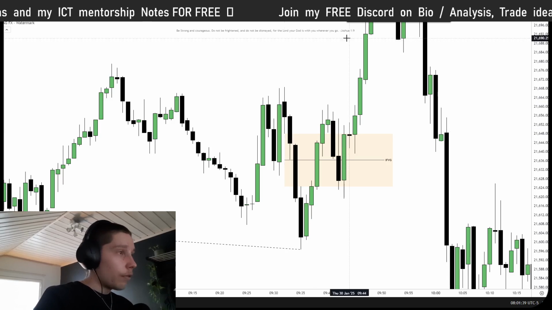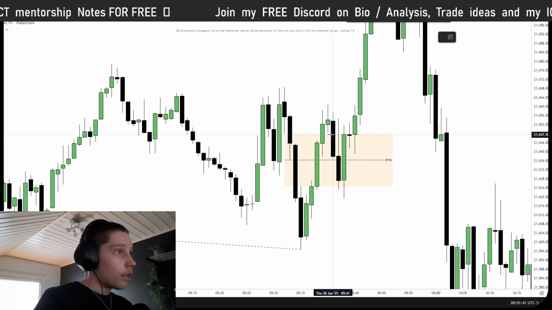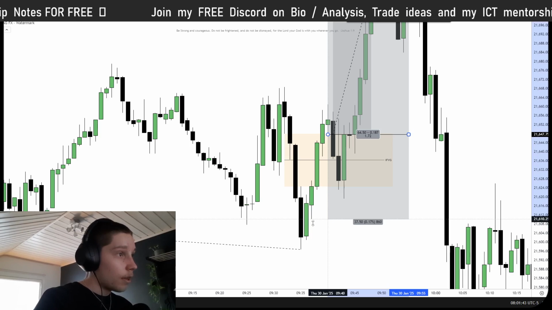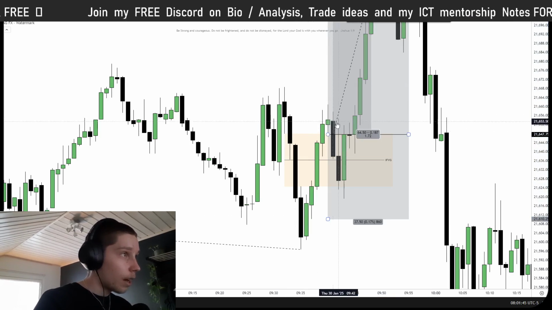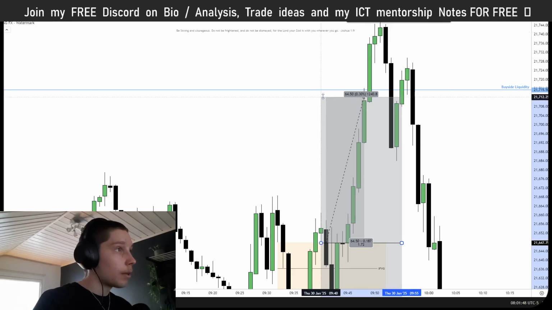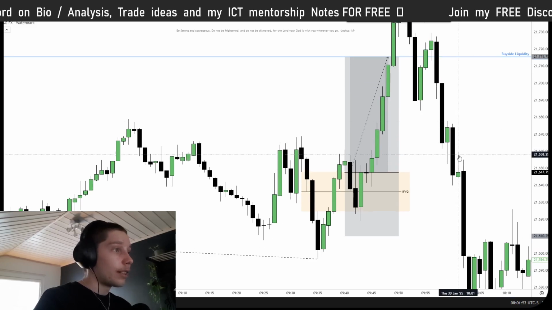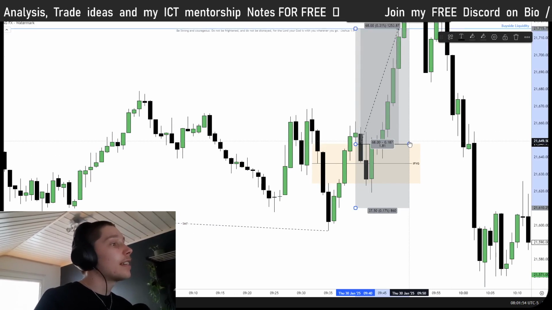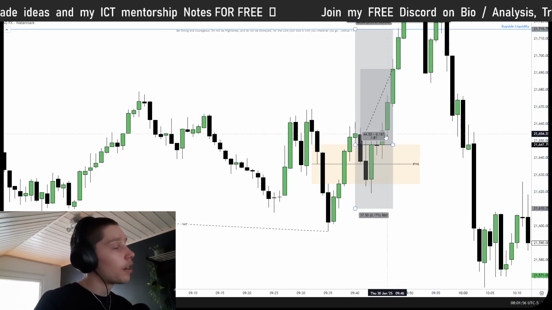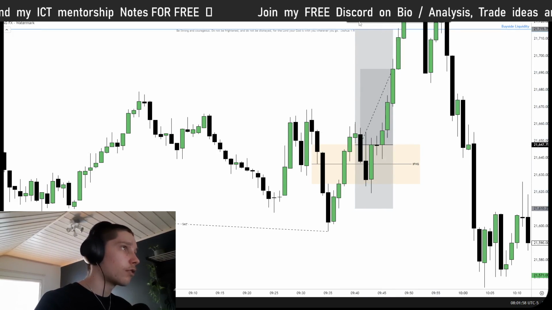Okay, I wait for inversion fair value gap. I got into the trade in here. After we flip the gap, I get into the trade in that fair value gap and looked to take something like this. Okay, then we see kind of like a steep retracement. I'm thinking, am I going to get stopped out?